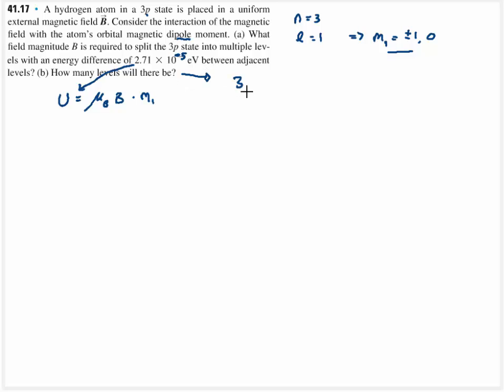There's going to be 3 energy levels, and they're going to correspond to plus and minus 1 as well as 0. So we're just going to put a 1 in there for right now. So the magnetic field must be equal to the difference between the energy levels divided by the Bohr magneton. Since it was given in electron volts, I want to use the Bohr magneton in electron volts. So 2.71 times 10 to the negative fifth divided by 5.79 times 10 to the negative fifth, and that's electron volts per Tesla, and everything works out to be 0.468 Tesla.